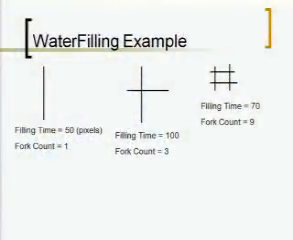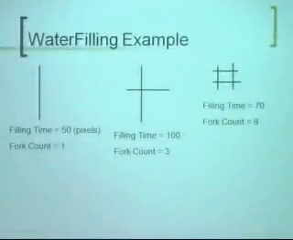And then the next step is to actually compute these water-filling features. Let me just explain the water-filling by example here. Here's a set of snippets of what could be a map. A straight line like this might have a filling time which is based on the number of pixels. So if this is 50 pixels in length, then this would have a filling time of 50. And then the fork count for this example would be 1, simply because in this example there's no branching.